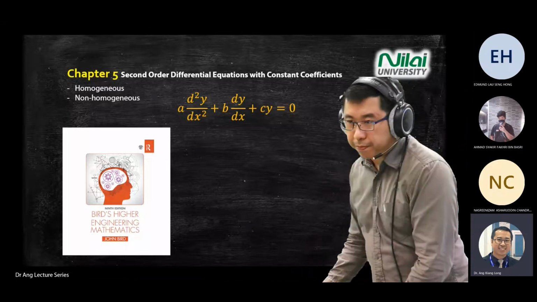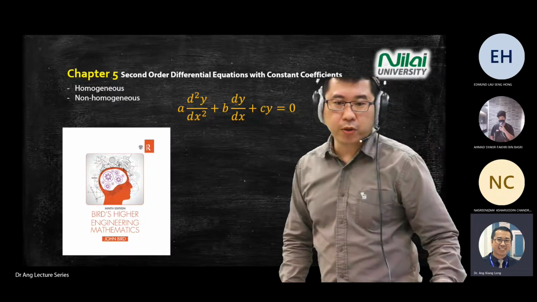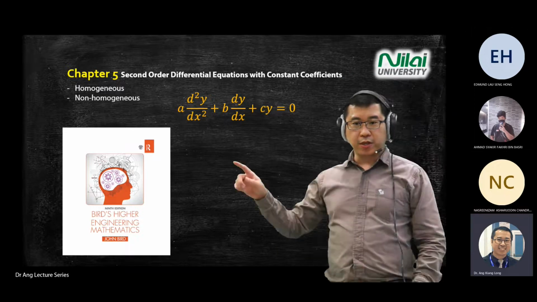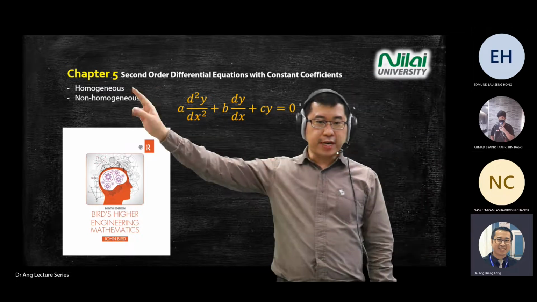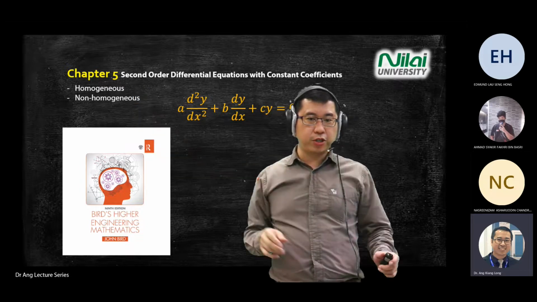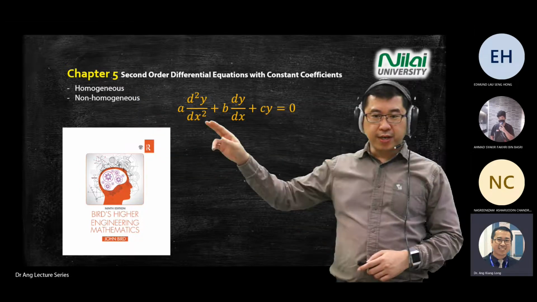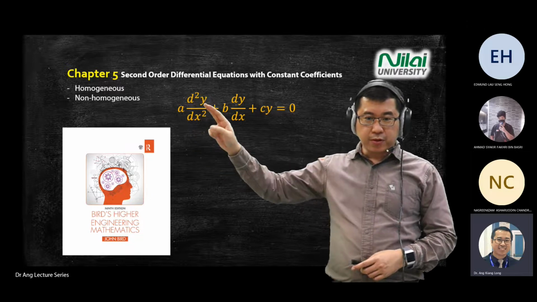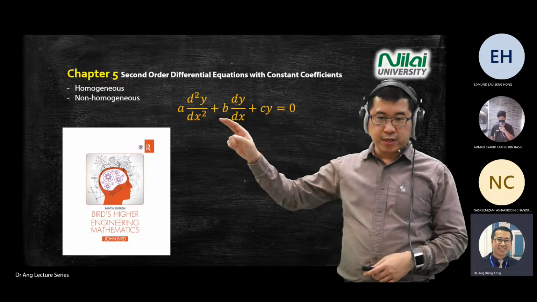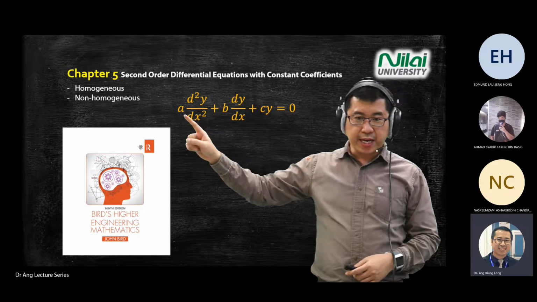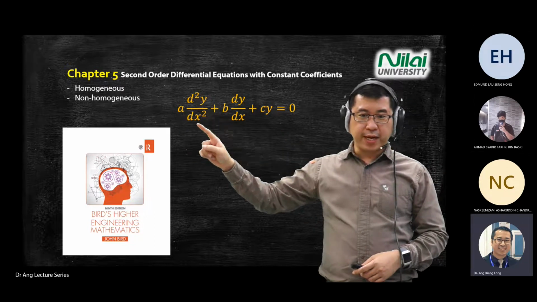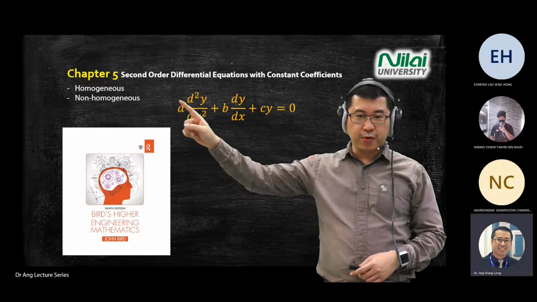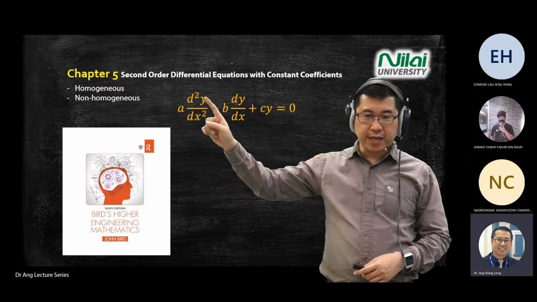Now we go into chapter 5. We look at second order differential equations with constant coefficients. In chapter 5, we look at homogeneous and non-homogeneous equations. So when you have a double differential or second order differential equation in this format, when you see a d square y divided by dx square, it falls under chapter 5, second order differential.